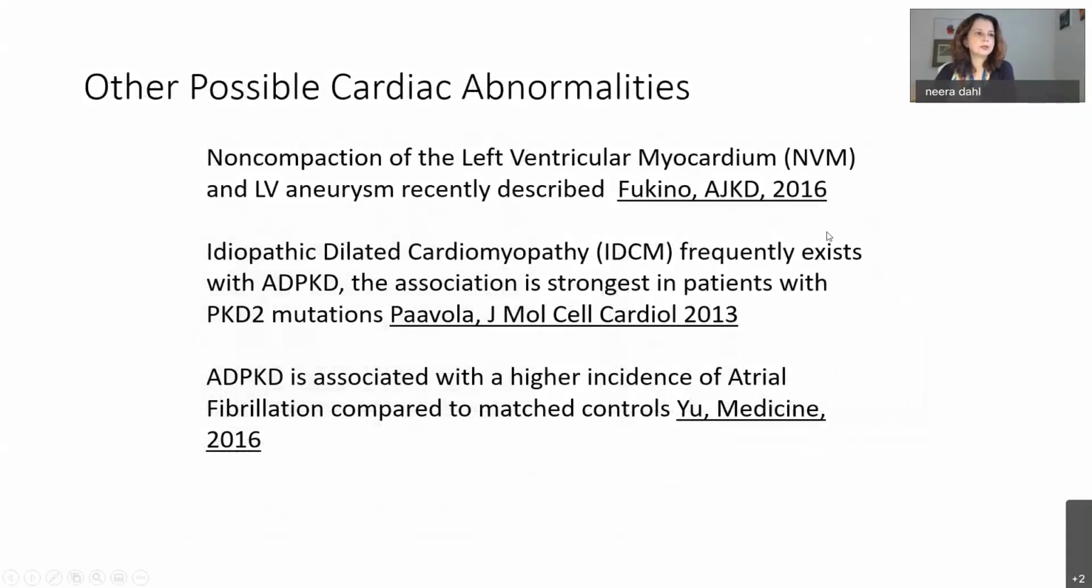And then other possible cardiac abnormalities, I think there's a lot of interest in whether PKD2 mutations can be associated with a dilated cardiomyopathy. There are some other case report level things that have been described, heart abnormalities with ADPKD. And this paper that came out a few years ago suggested that there was a higher incidence of atrial fibrillation, a very common irregular rhythm in our patients, that may be more common in ADPKD patients.